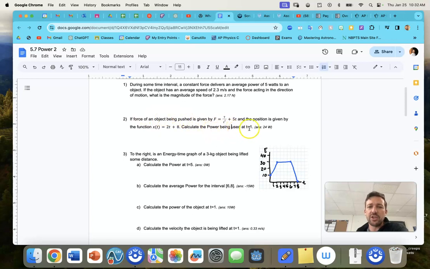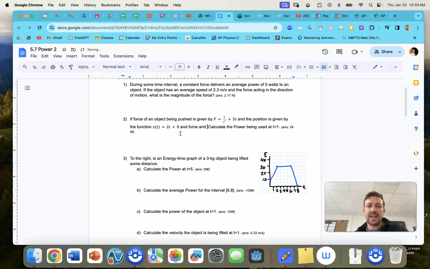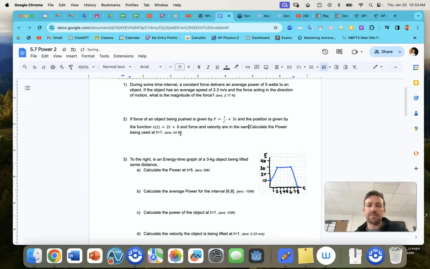Okay, and then if you want to figure it out at 1, that's telling you to plug in 1, right? Now here's the thing though. I want to make sure that I teach this in a calculus way, okay? If force is acting on an object, if the force of an object being pushed is given by, and the position is given by, and then what this should really say in here, and force and velocity are in the same direction.